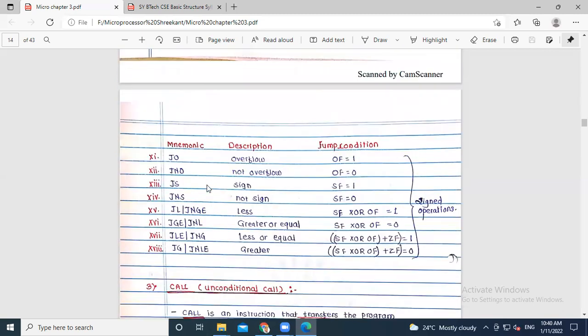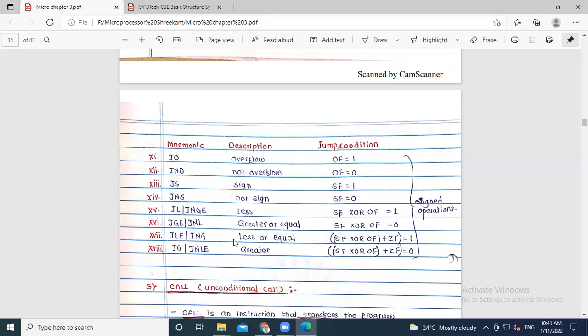Along with that, overflow: JO means jump on overflow. JNO means jump on not overflow. Jump on sign, yes, JS. And JNS means jump on not sign. JL means jump on less. JG means jump on greater or equal. JLE means less or equal. So these are some jump conditions we have to use.